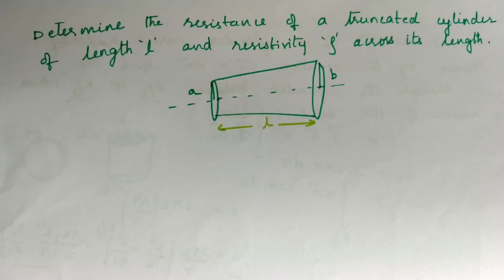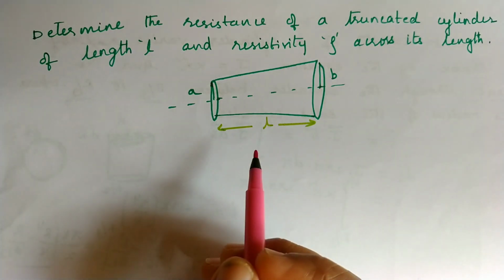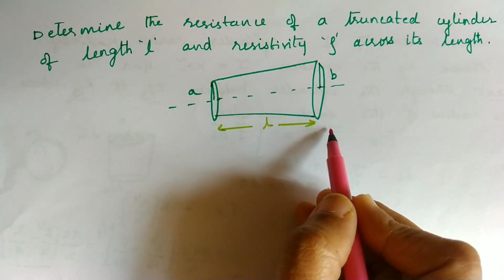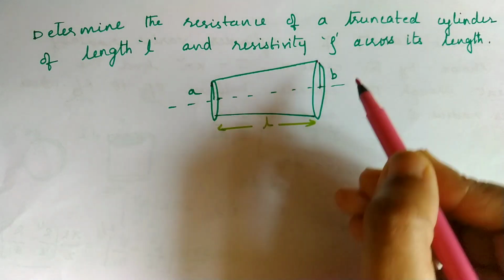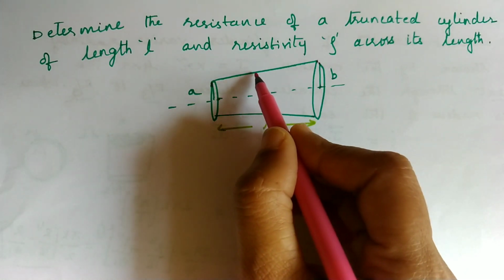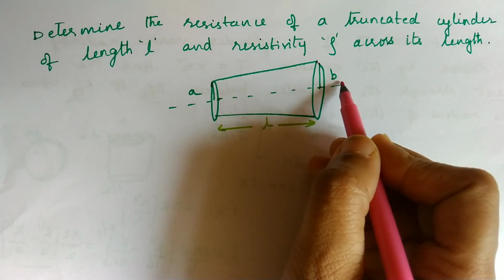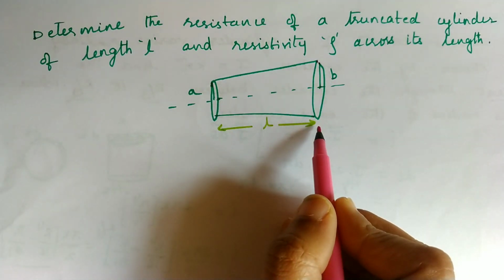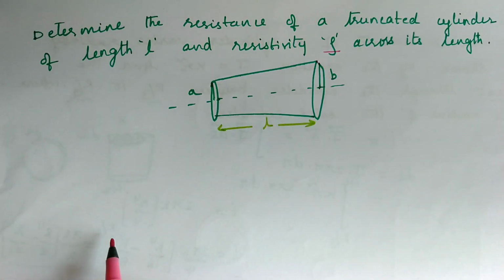Okay, in this question, we are asked to find the resistance of a truncated cylinder. The meaning of truncated cylinder: its inner radius is small a, and as you go away, the radius increases to b. The length is given as L, and the resistivity is given as rho.